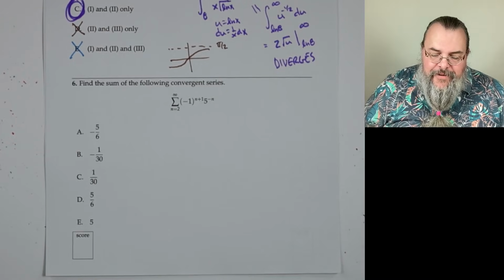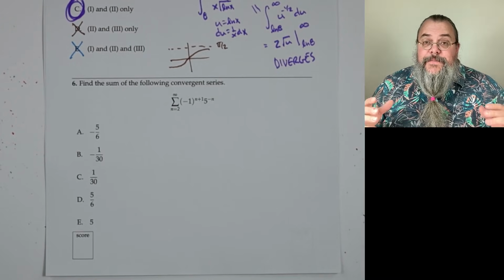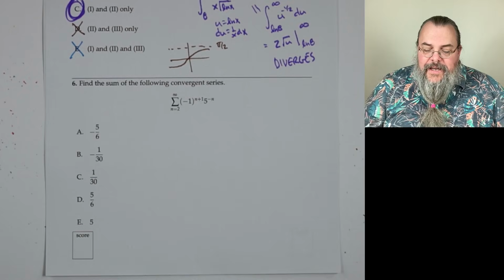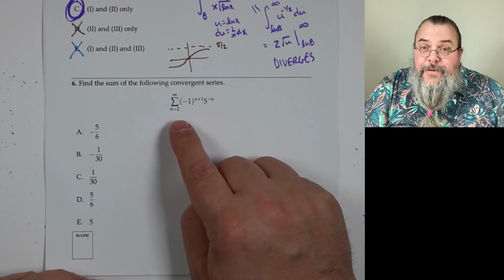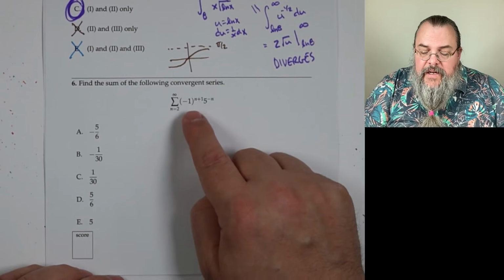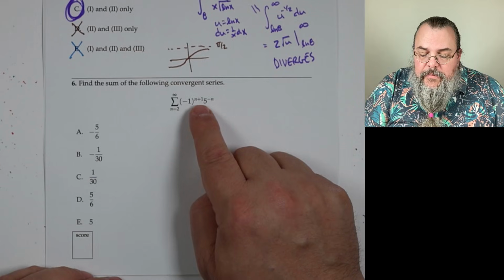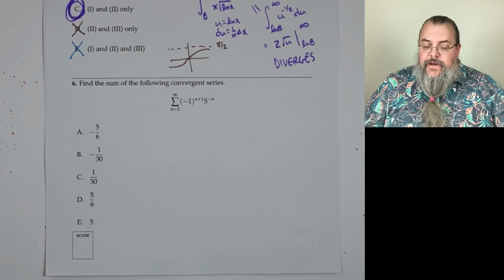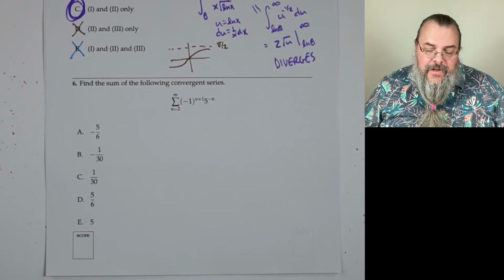Number 6. Find the sum of the following convergent series. And we say, well, that's an interesting series. What do you have? It's the sum n equals 2 to infinity of negative 1 to the power n plus 1 times 5 to the negative n. Well, what can we do?